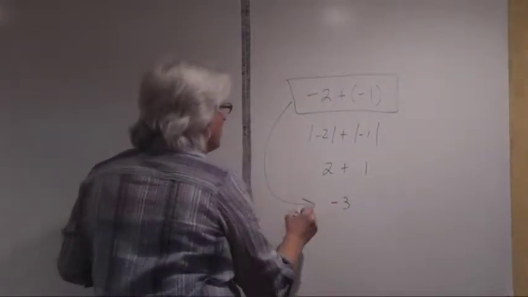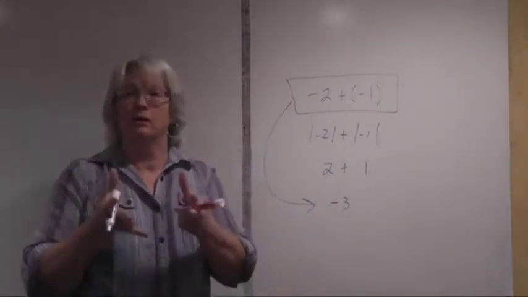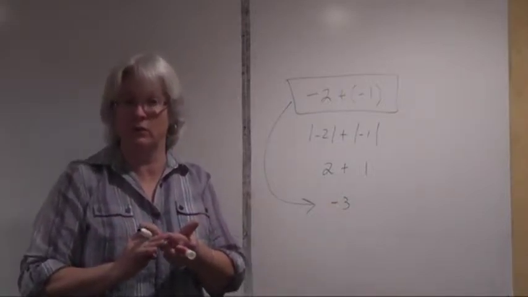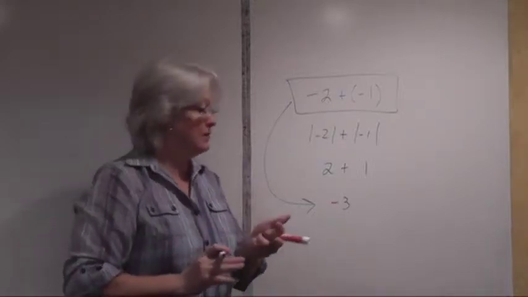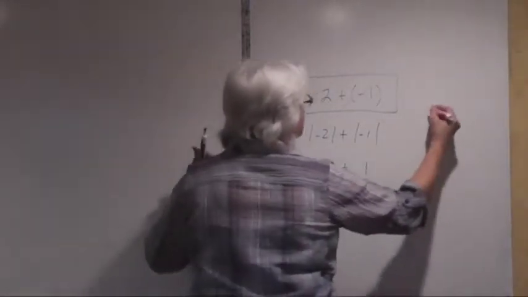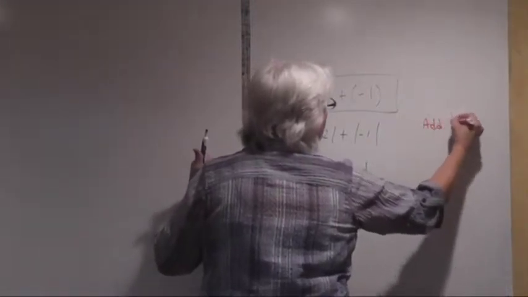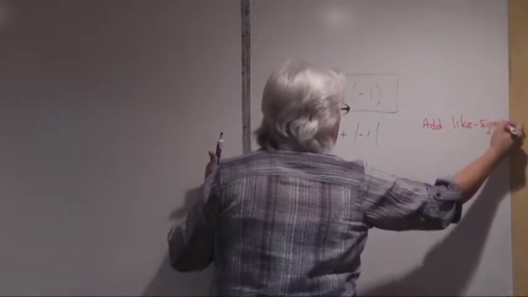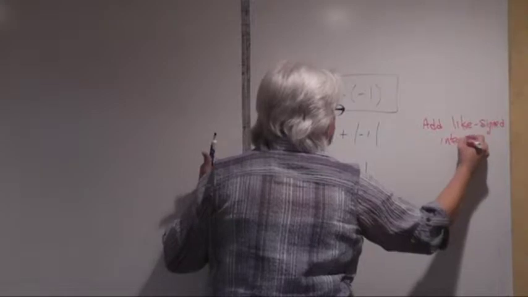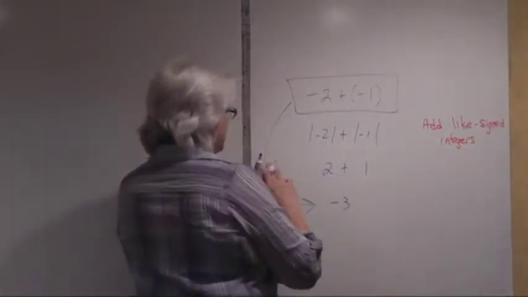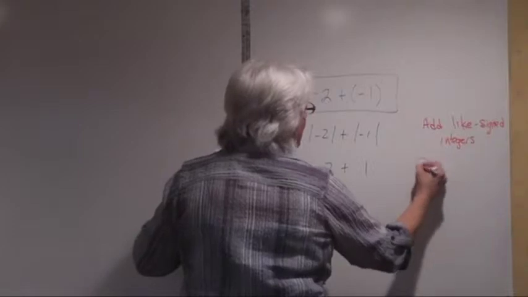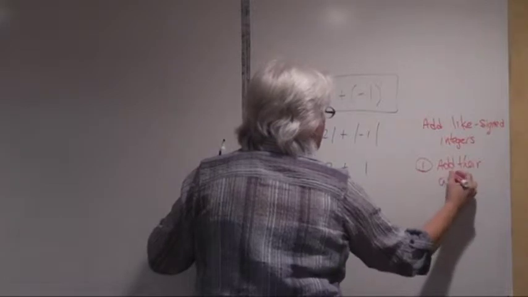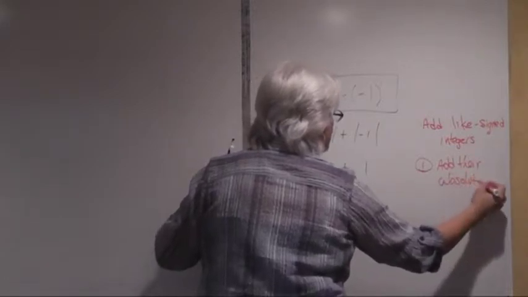And this is what you're always going to do when you add together integers that have the same sign. It doesn't matter if they're two positive integers that you're adding, or two negative integers. This is when you add like signed integers. First, you add their absolute values. And that's what we did in this problem.